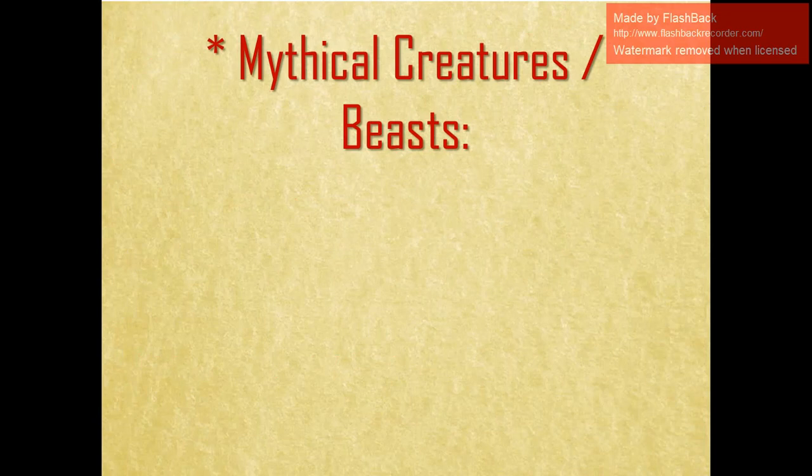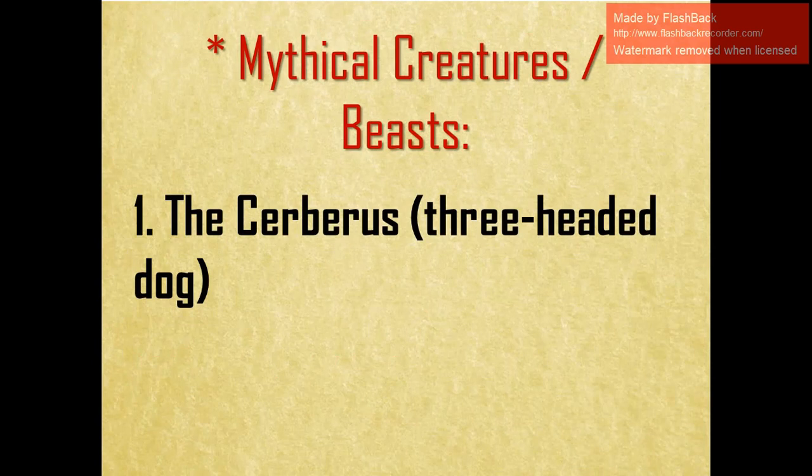Now, let's go over some of the mythical creatures and beasts in Greek mythology. The first one is the 3-headed dog called the Cerberus. And the Cerberus is a huge and powerful 3-headed dog. He guarded the entrance to the underworld.